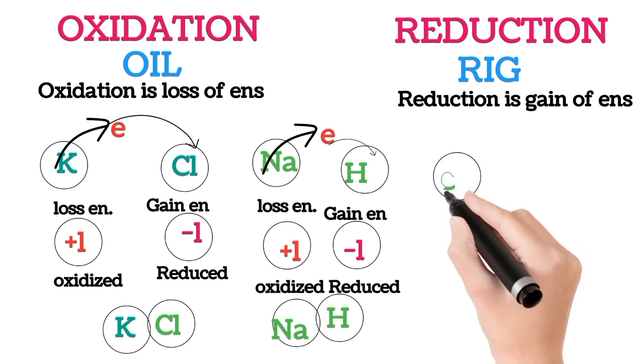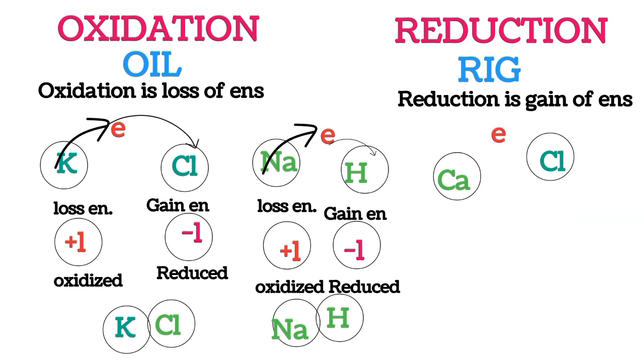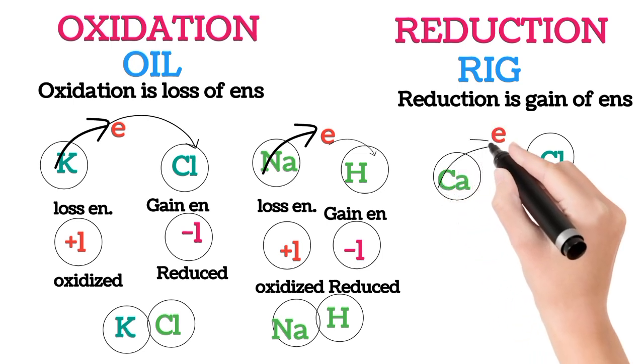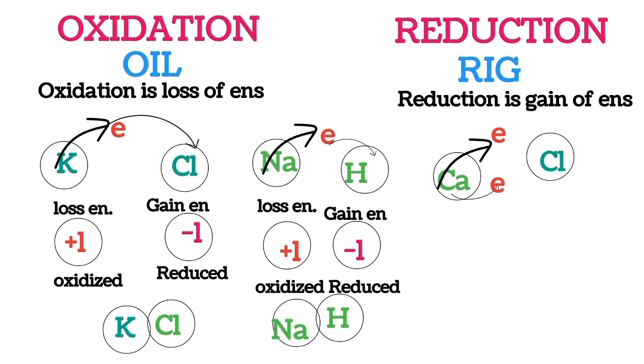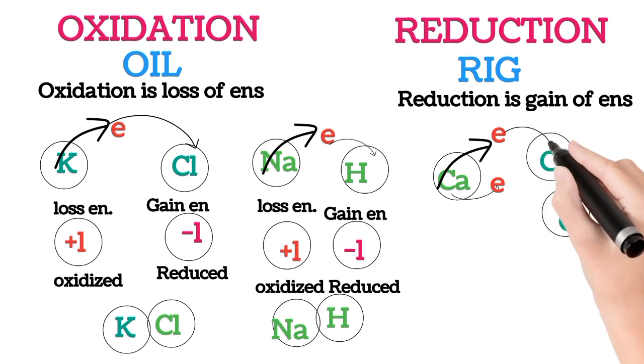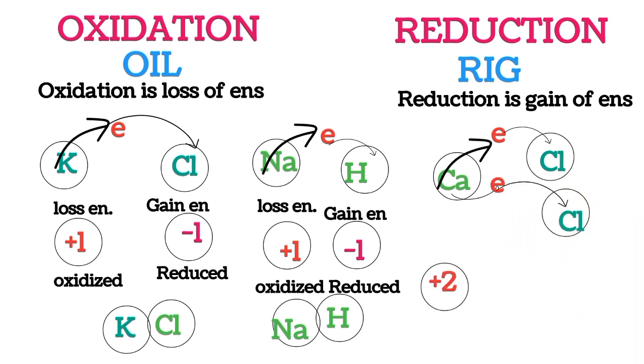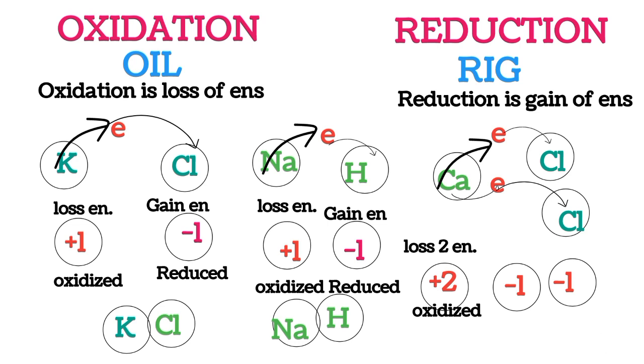Let's look at another example. If calcium reacts with chlorine, calcium will lose 2 electrons. And because a chlorine atom can only accept 1 electron, 2 chlorine atoms will pair up to accommodate the 2 electrons. So each chlorine atom will take 1 of the electrons contributed by calcium. So calcium will become positively charged and become +2, while each of the chlorine atoms will become negatively charged and become -1 each. Calcium has lost 2 electrons, so it is oxidized, while each chlorine atom has gained an electron, so they are reduced, and they will end up forming calcium chloride as a compound.